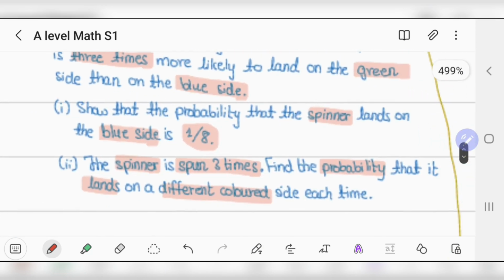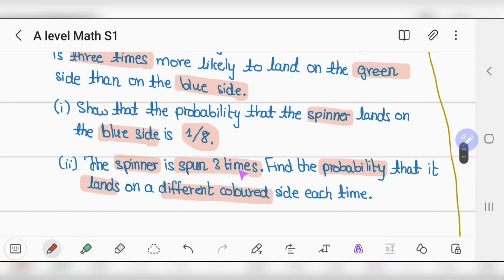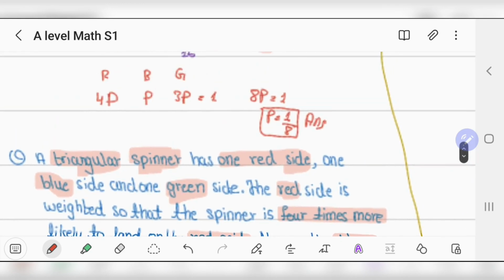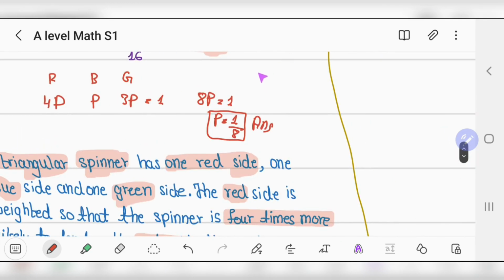As for part 2, the spinner is spun 3 times. Find the probability that it lands on a different colored side each time. Okay. So it could be possible that it lands on blue side, then it lands on green side, and then red. Blue, red, and green.